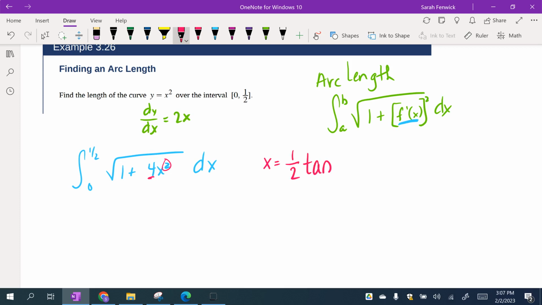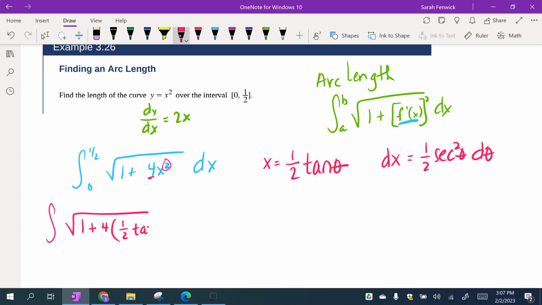x equals 1/2 tan theta, which means that dx is 1/2 secant squared theta d theta. All right, so when I plug in, I have the integral from 0 to 1/2. Wait, we're going to leave that off for a second. I'll come back and tell you why. Square root 1 plus 4 times 1/2 tan theta squared times 1/2 secant squared theta d theta.